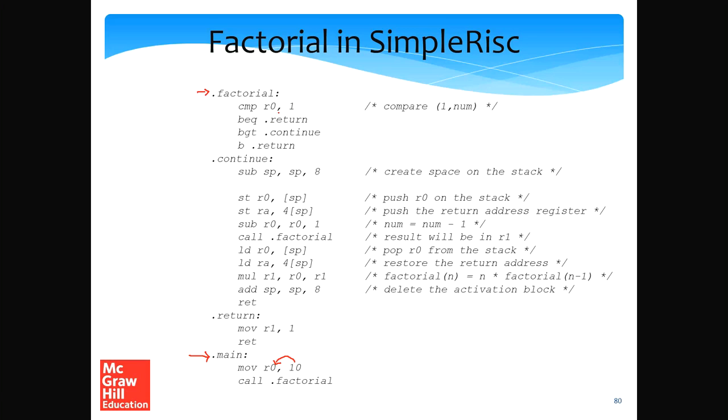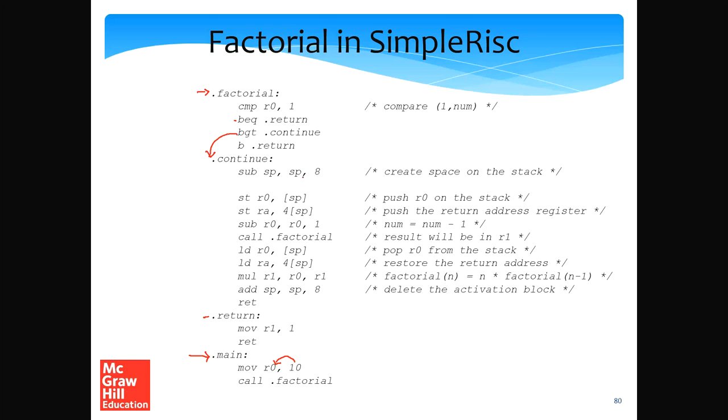Let's first test for the base case, whether we should continue the recursion or not. As we shall see here, we compare the number that's coming in, the argument R0, with 1. If there is equality, it basically means that R0 is equal to 1, so we can just return. And so we jump to the return point, which is over here. If R0 is greater than 1, then we need to do the recursion, so we jump to .continue. Otherwise, the only case that is remaining is R0 is less than 1. Then also we jump to the return label here.